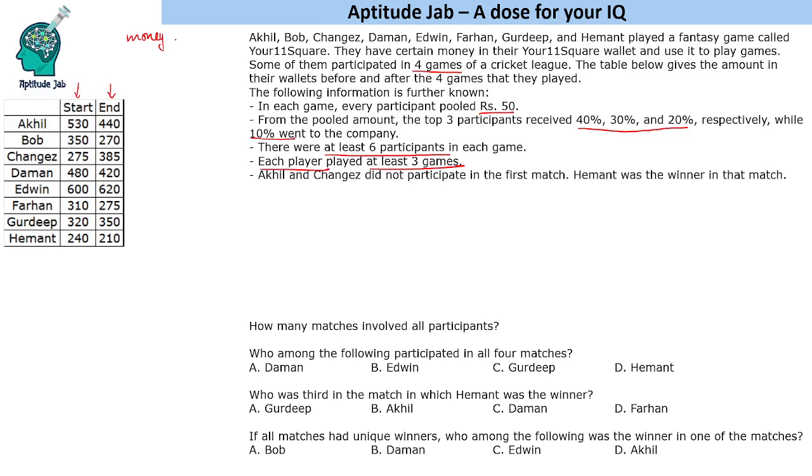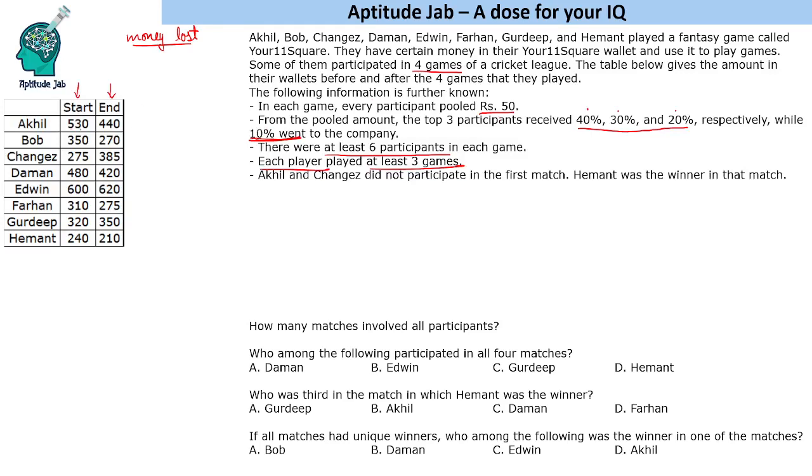Because if they play, 40% will go to the first person, 30% to the second, 20% to the third, and 10% goes to the company. So whatever is the total amount pooled in, 10% will go to the company.